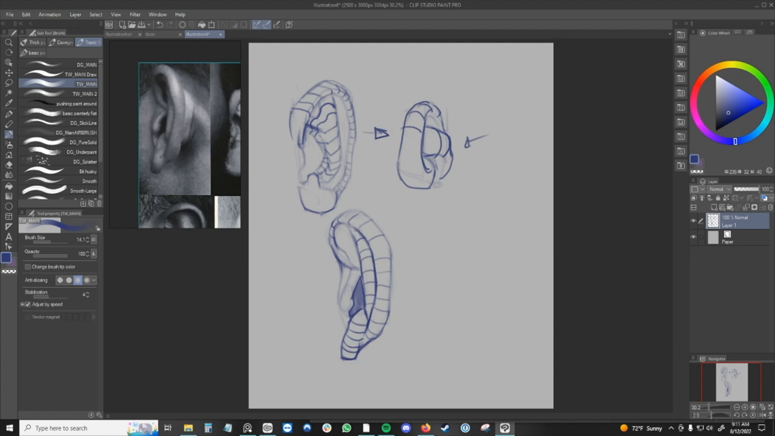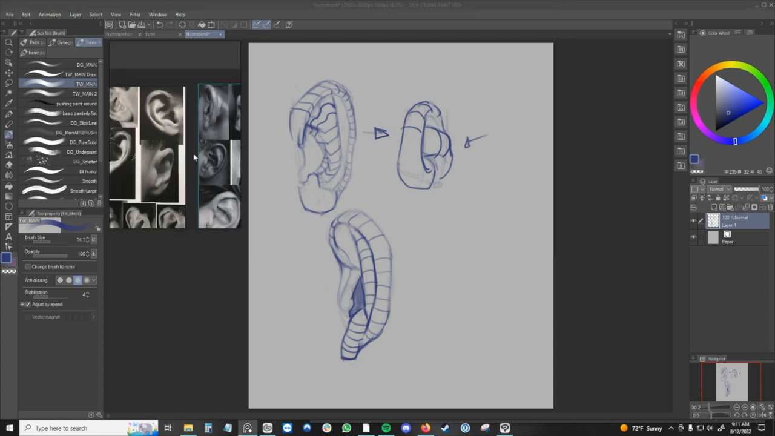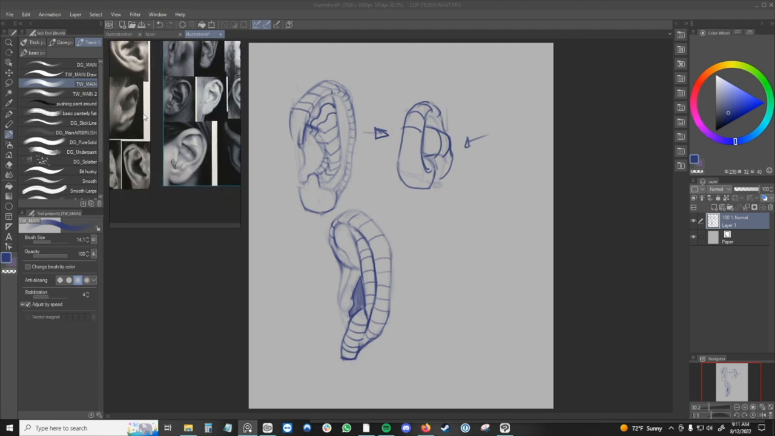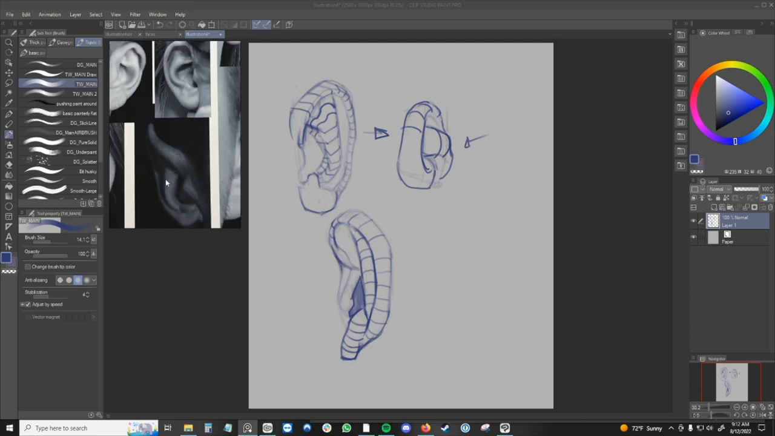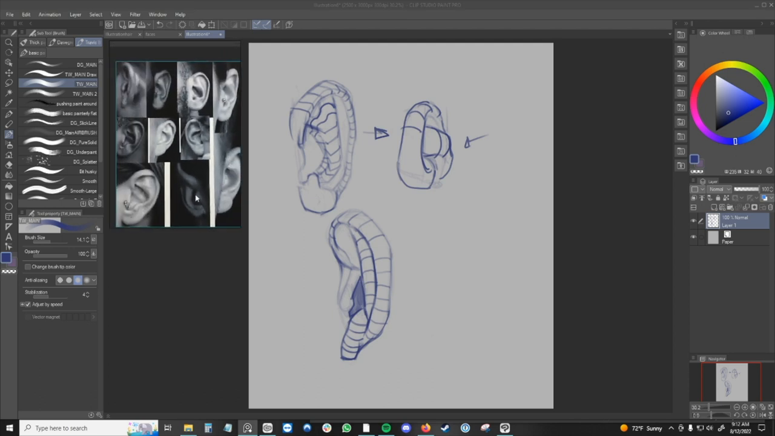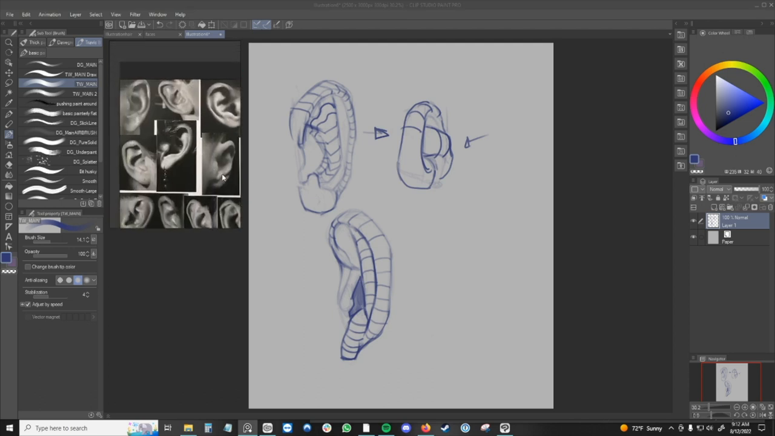And then, okay, let's go to another one. What was the other one we said we were gonna do? This one, I think. Whoa, this is like an elf ear. That's interesting. We'll talk about those in a second.